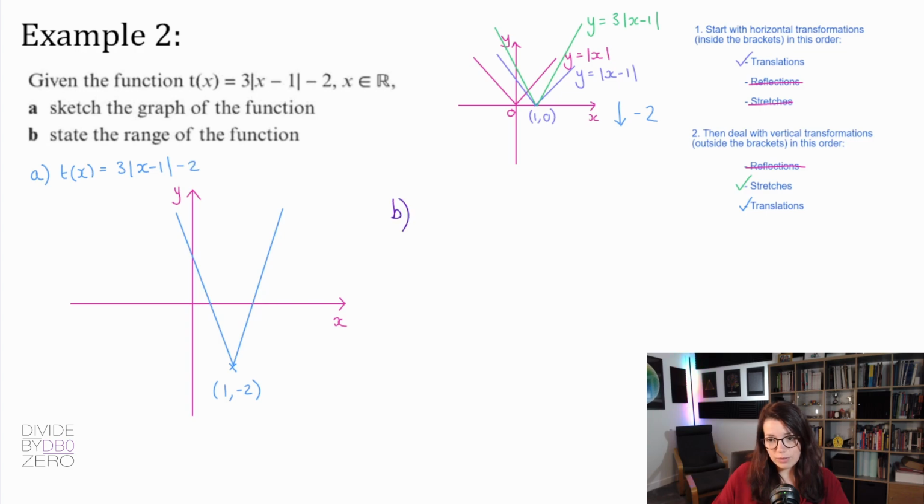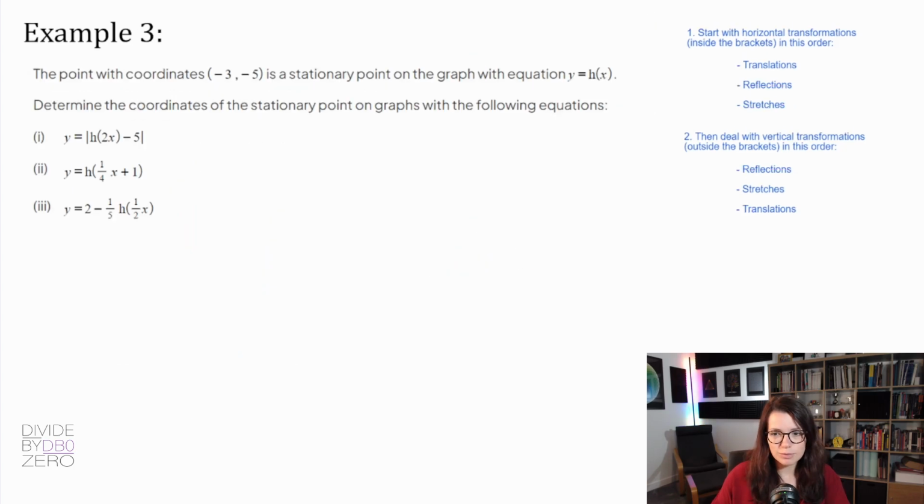For part B, they want us to state the range of the function. So remember, range means all of the output values, or y values in this case. So if we have a look, the y values or output values can never go below this point, and that is where y equals -2. So the answer for the range would be that our function t of x always has to be greater than or equal to -2.